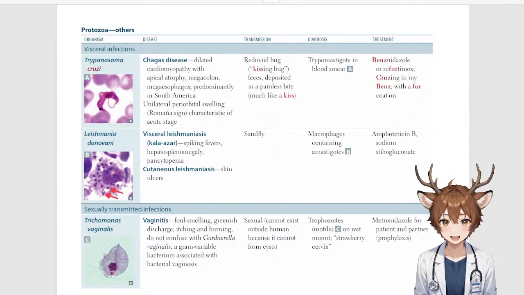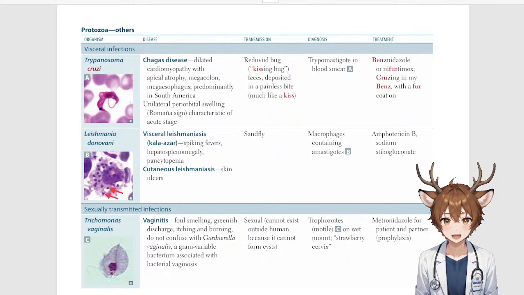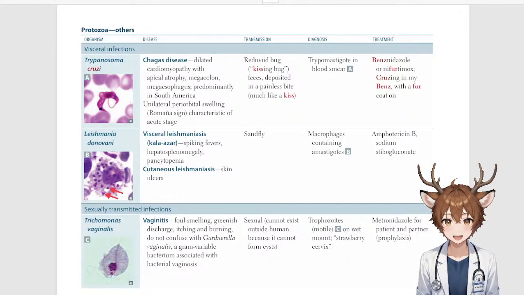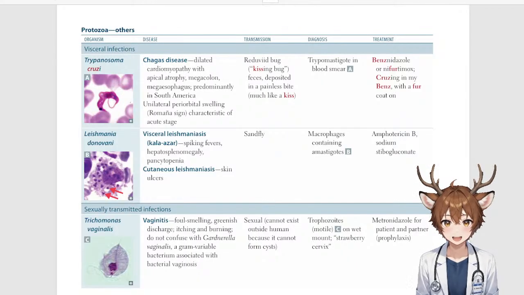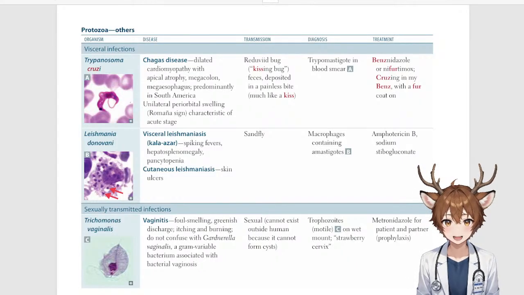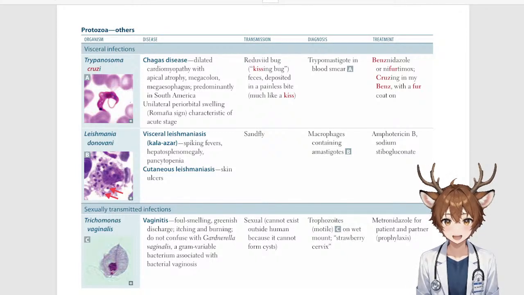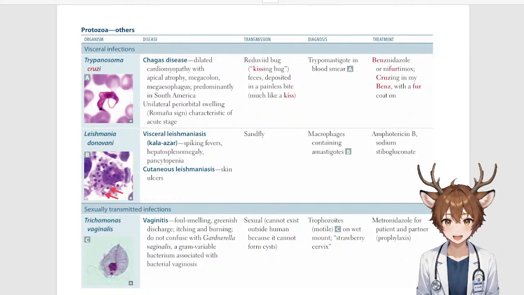Transmission, how do you get Chagas disease? Triatomine insect, the kissing bug, bites and defecates around the mouth or eyes, leading to fecal transmission into the bite site or mucosa. So it's not the bite itself, it's the fact that it puts feces in the wound, basically. Diagnosis, trypomastigote in the blood smear, and you can see that in picture A. And how do you treat it? Benznidazole or nifurtimox.